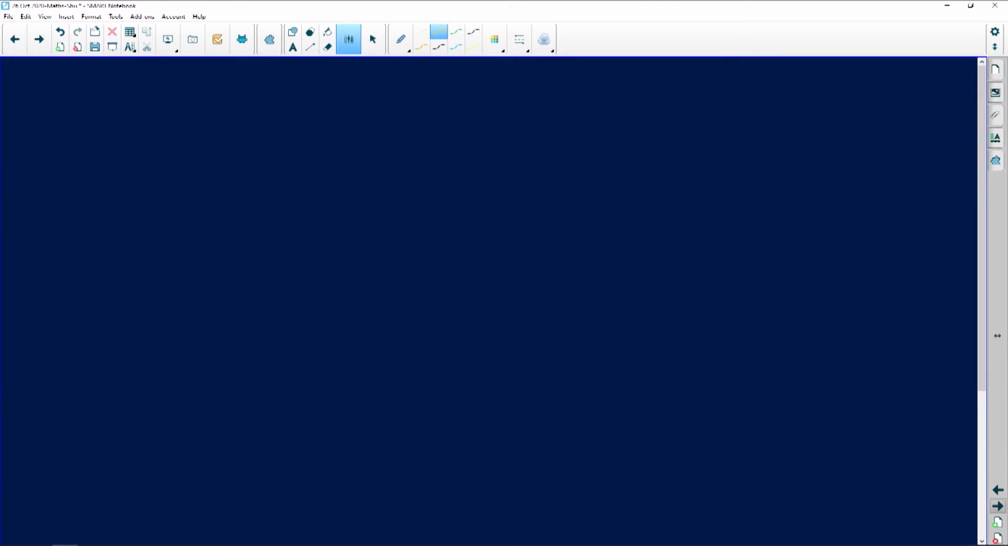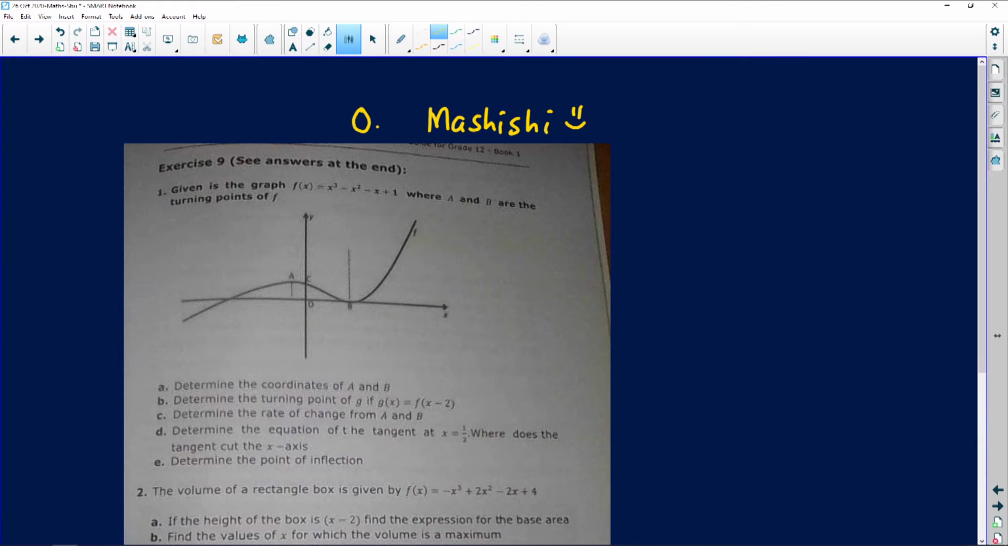I'm going to just copy it down so that we have a clean paper here for us to actually work with it. So the graph of f of x is given to us as x cubed. We're expecting that it's a cubic function, minus x squared, and then we've got a minus x, and we also have a plus 1, okay? So we know that the coordinates of a and b will just give us the coordinates of the turning points. The first question says, determine the coordinates of a and b, all right? That's what they're asking us to do.